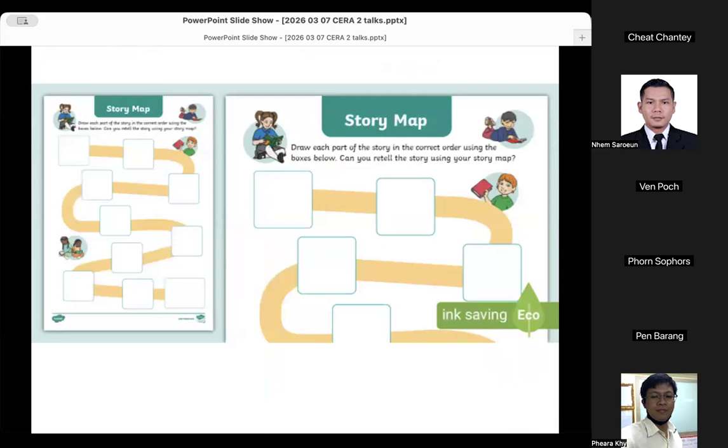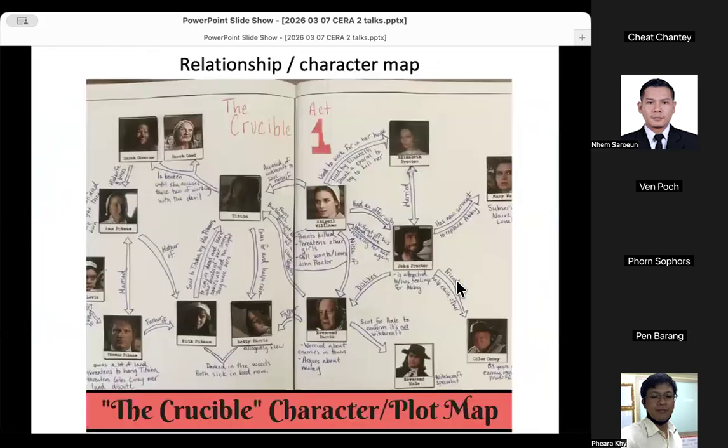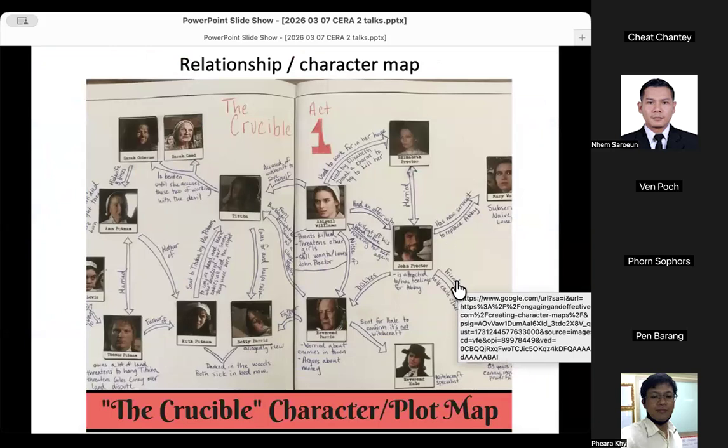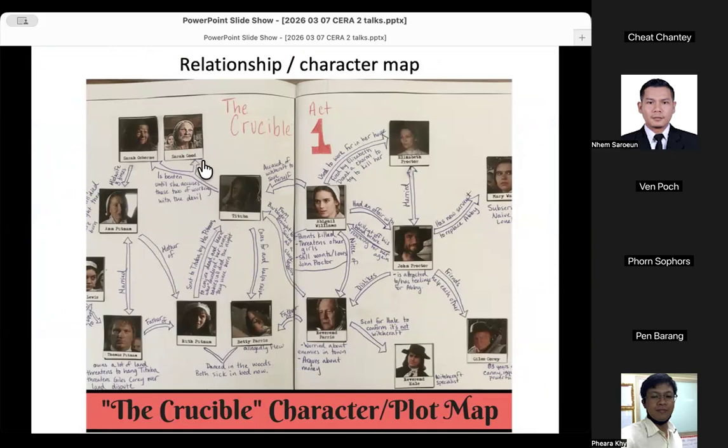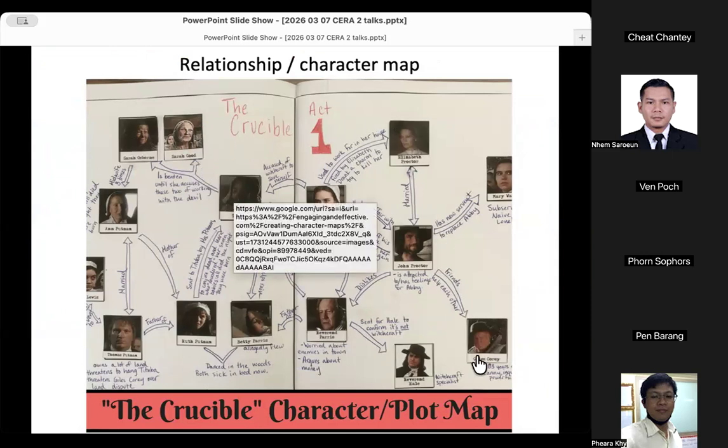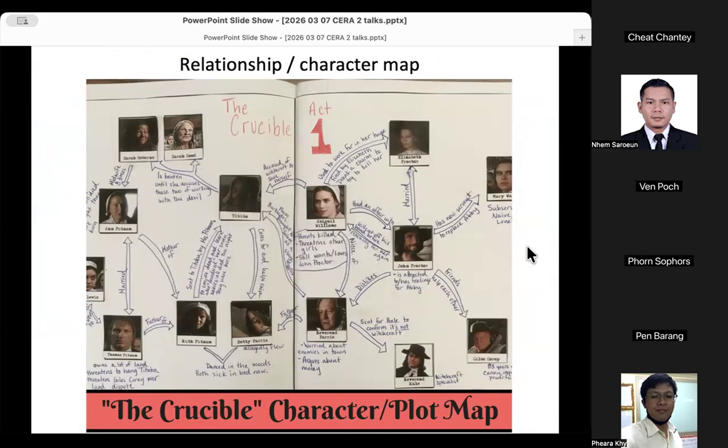Those students who are a bit higher level, they could do a story map. What happens, what happens, what happens, and they can come out of a story map. Or they can do a relationship map. This is much better for higher order thinking skills. They can make a relationship between this person, how it's related to that person, related to that person. So these relationship maps often can be important.